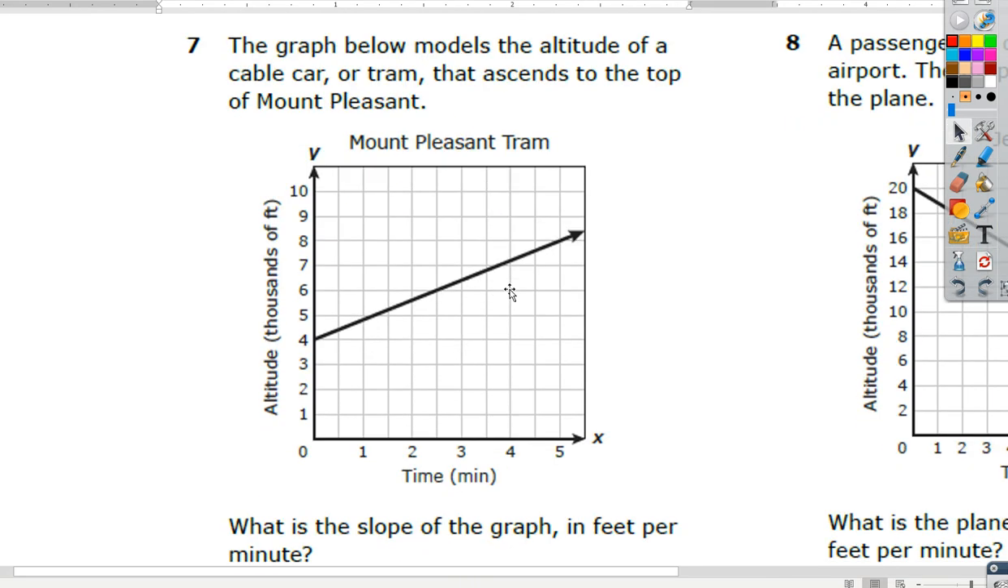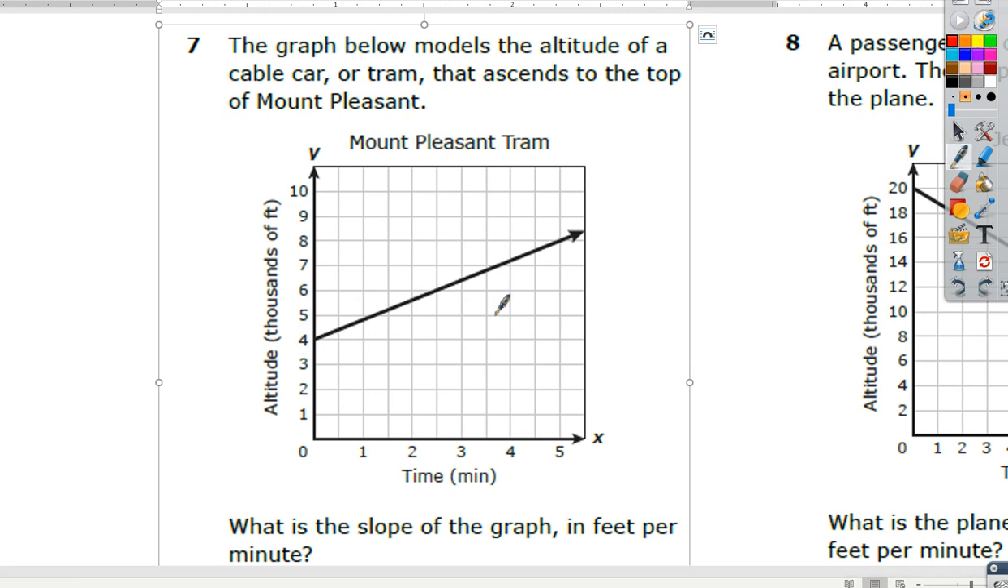Says the graph below models the altitude of a cable car that ascends the top of a mountain. What is the slope? Again, same thing. Find the slope. Pick a perfect point. So this right there is a perfect point, and this one here seems to be a perfect point as well. So find the rise, find the run, and just do rise over run. If you need to divide it out, divide it out. But that's pretty much it.